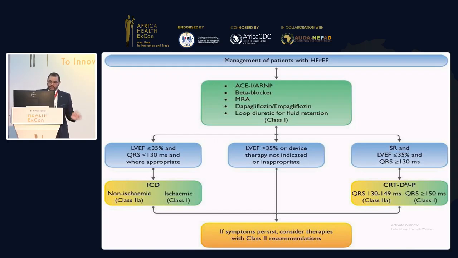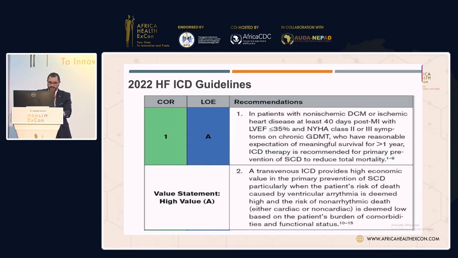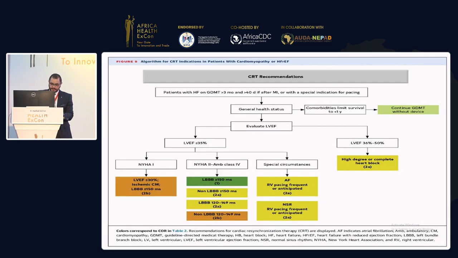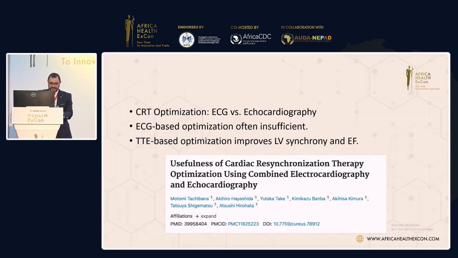So we can use the ICD in a patient with high frequency of ventricular fibrillation or ventricular arrhythmia, and CRT in a patient with advanced heart failure without improvement on medical therapy. Of course, we all know the indications of CRT and ICD, but how to optimize the use of these devices?